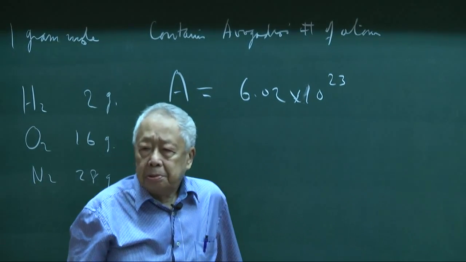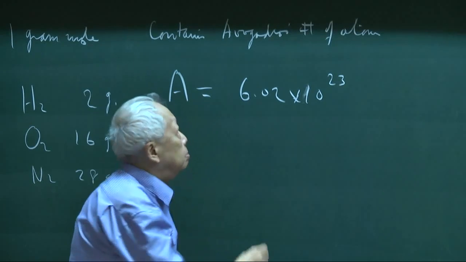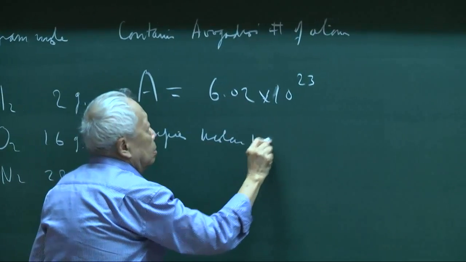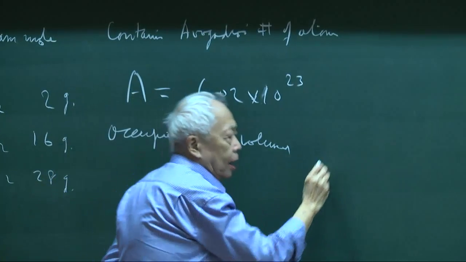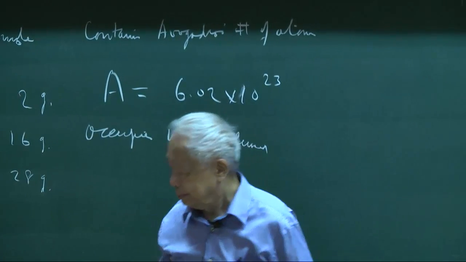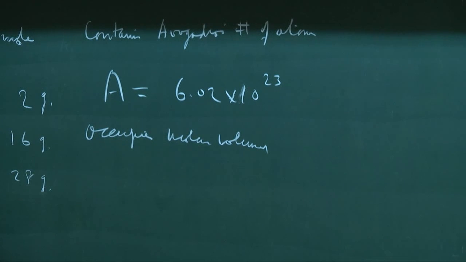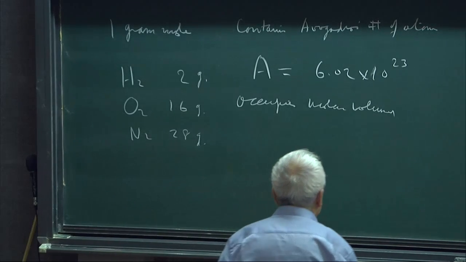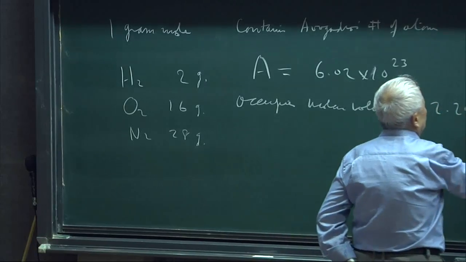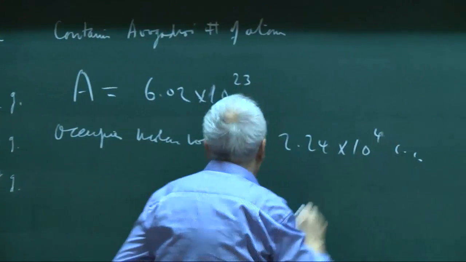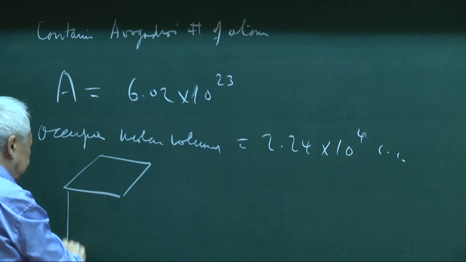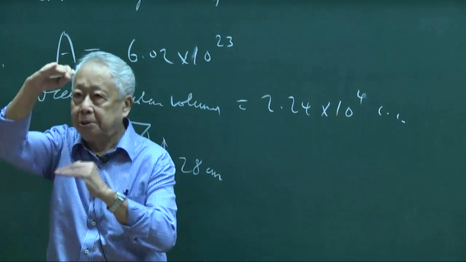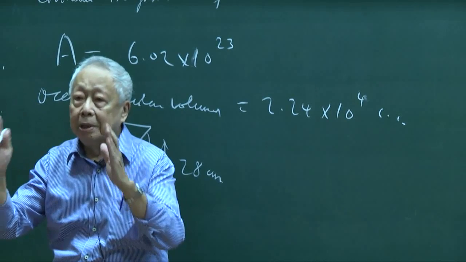And under standard temperature and pressure, they occupy the molar volume, which is 22.4 liters. Is it 22? Let me check. 22.4 liters, or 2.24 times 10 to the 4th cc. Now, how much is that? That's about a cube, about 28 centimeters across. So it's about this big. And that contains 10 to the 23rd atoms.